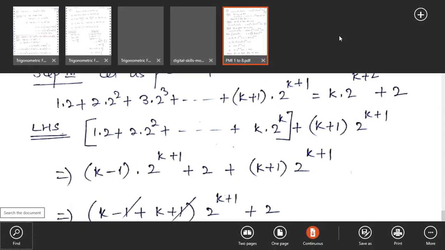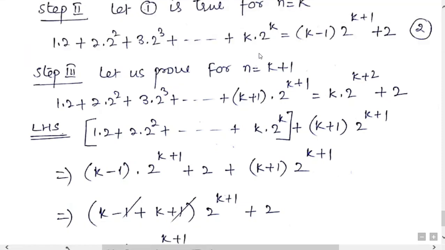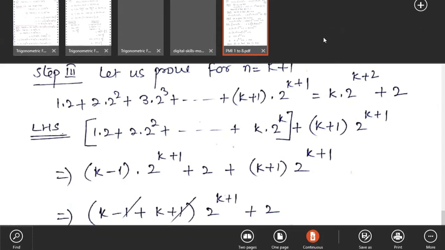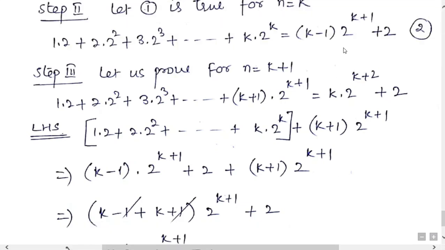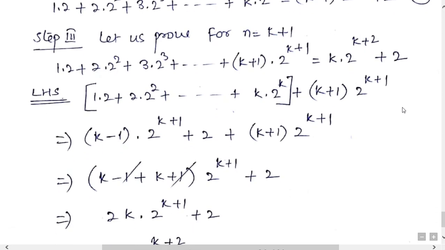In this place, k plus 1, then 2 raised to power k plus 1. On the right hand side, in place of k minus 1, if I write k plus 1 minus 1, it's k. Then 2 raised to power k plus 1, it's 2 raised to power k plus 2, plus 2. Now write the second last value. Only the gap of 1 is there. It means k plus 1, previous term is k. If it's 2 raised to power k plus 1, previous term is 2 raised to power k.